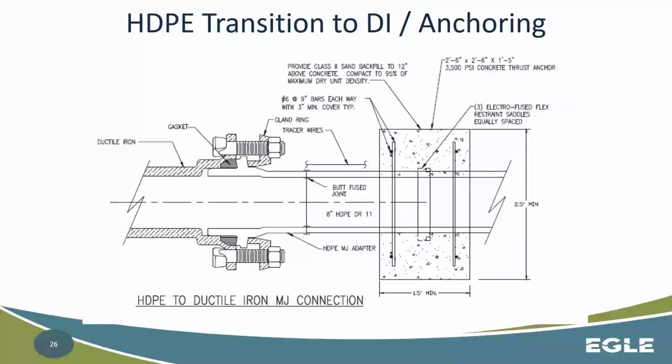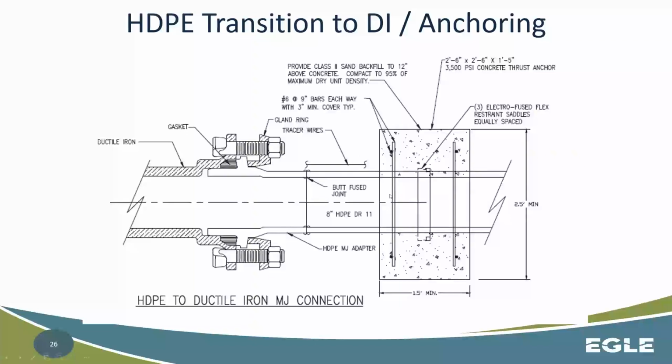So this is getting into that anchoring of the ends portion of this. This is an example of what would happen, or how it should be determined, if you have HDPE going to a ductile iron water main. So ductile iron is on the left here. Your HDPE is on the right.